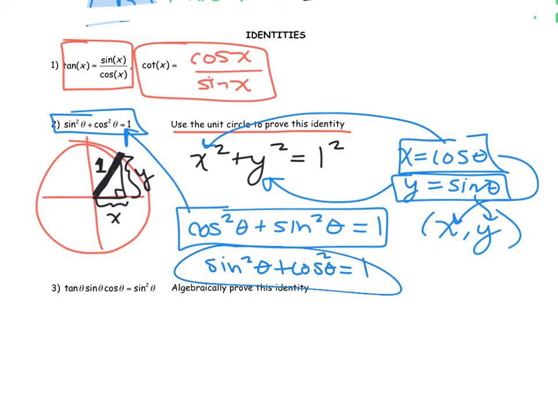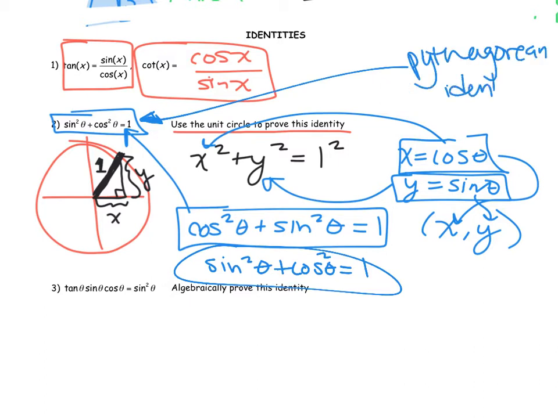Awesome. This is actually going to be really important. Make sure you add this to your list of identities. I actually gave you guys in your packet all of the identities that you're going to need to know and use to complete all the problems that we're going to be working on. So this is called a Pythagorean identity, which should make sense because we used the Pythagorean theorem here to find it. Awesome, awesome. You guys are doing great.